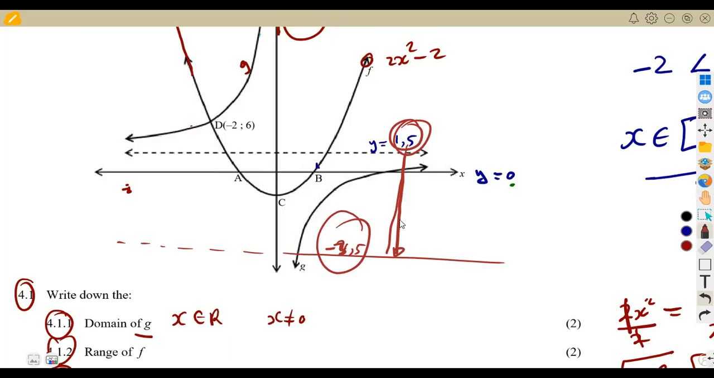How many units do we have? So we can subtract 1.5 minus -3.5 like that. We know the difference is going to be 5, so it's going to be 5 units. It means from 1.5 to -3.5, this line, the asymptote, has to go down 5 units. It is going down 5 units, all right?